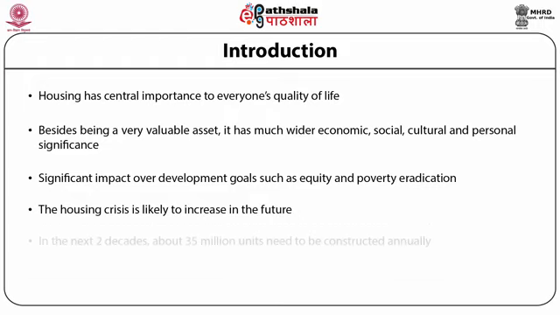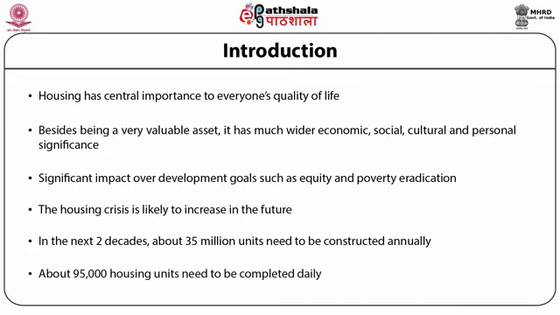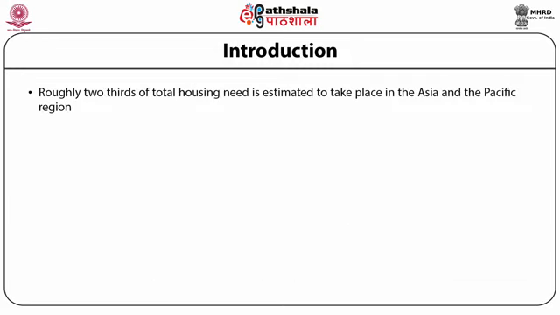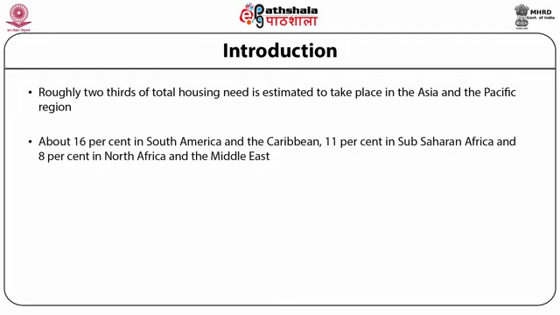It is estimated that in the next 2 decades, about 35 million units need to be constructed annually to accommodate newly formed households and replacement of inadequate units in urban areas. In other words, about 95,000 housing units need to be completed daily in the urban areas of developing countries. Roughly 2/3 of this need is estimated to take place in Asia and the Pacific region, some 16% in South America and Caribbean, 11% in Sub-Saharan Africa, and 8% in North Africa and the Middle East. Africa, being the least urbanized but fastest urbanizing continent, has, needless to say, a great challenge in improving housing conditions.